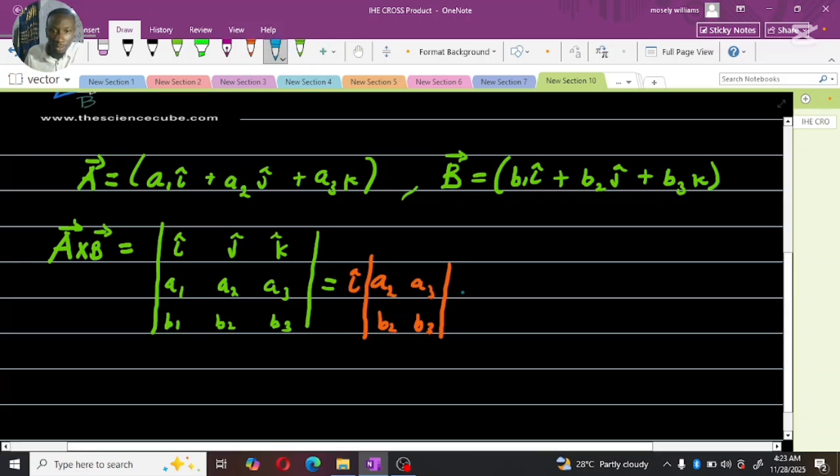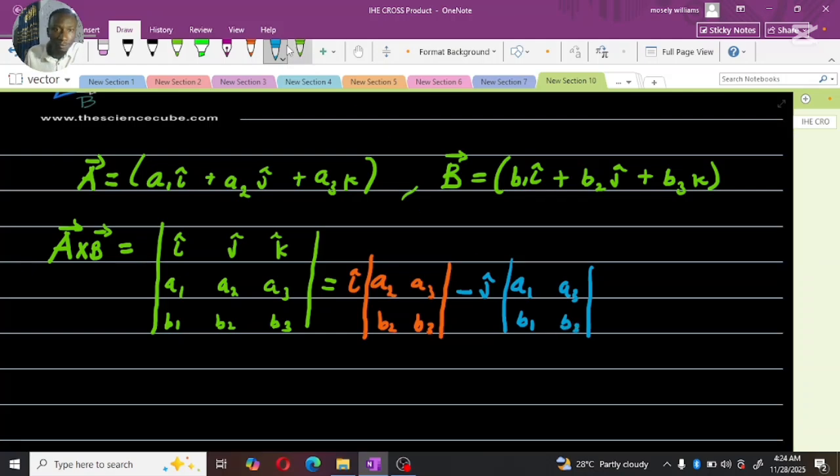Now for j, we have minus j. So where can we find j? First row and second column. When we cross out the first row and the second column, what do we have left? We have A1, A3, B1 and B3. So we have it here: A1, A3, B1 and B3.